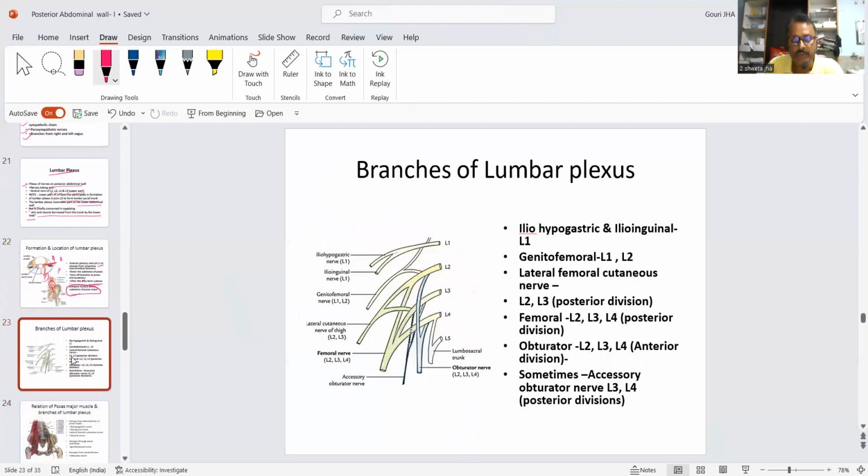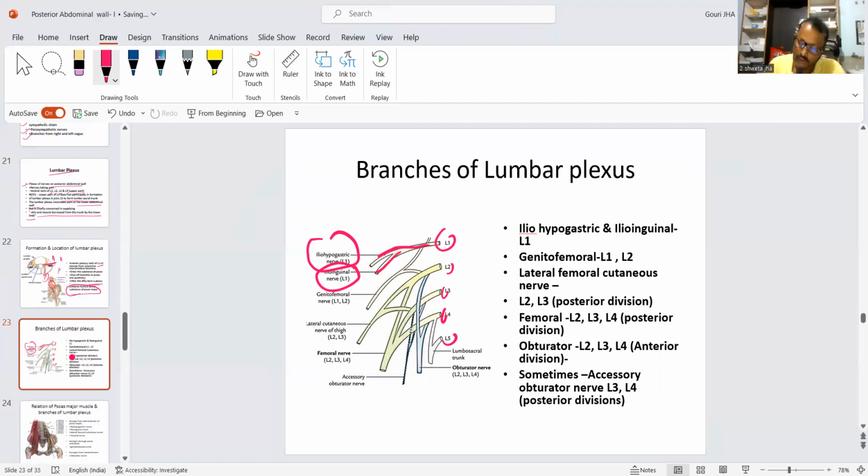So now the branches of the lumbar plexus, see this L1, L2, L3, L4, and L5. These are the structures which are forming the lumbar plexus. And the branches will be from the L1. The L1 will form two branches: one is called the iliohypogastric and the other ilioinguinal. See, the value of both is L1 only.